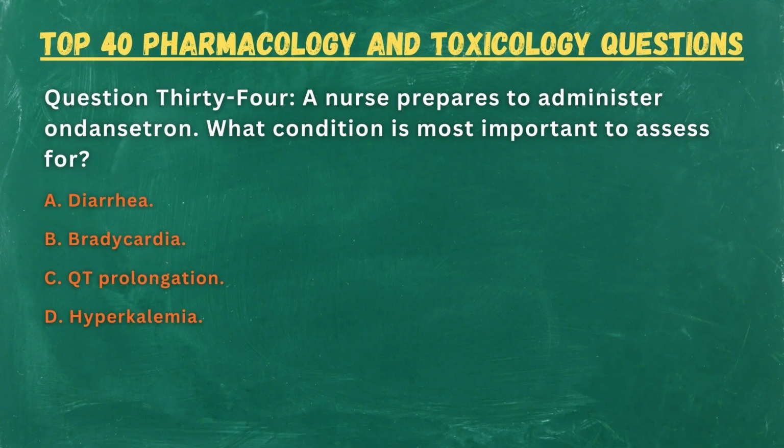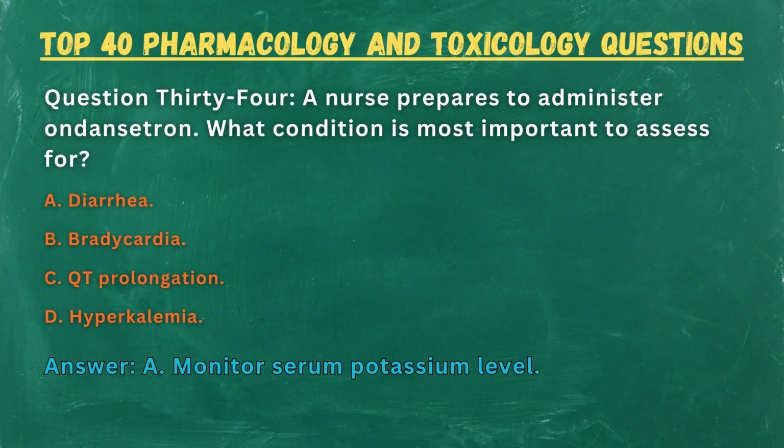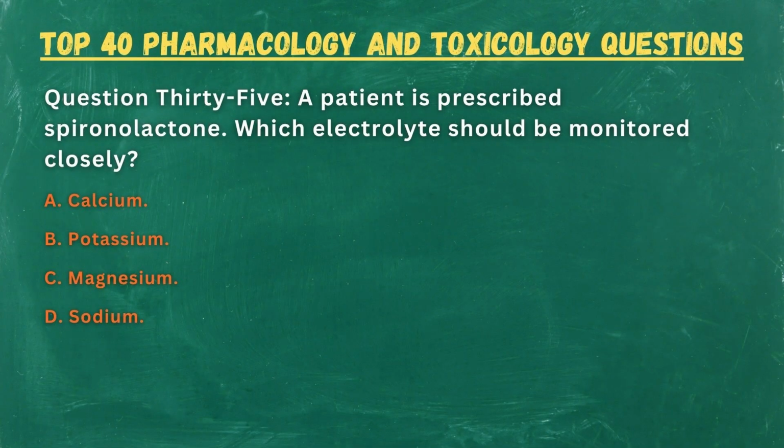Question 34. A nurse prepares to administer ondansetron. What condition is most important to assess for? A. Diarrhea. B. Bradycardia. C. QT prolongation. D. Hyperkalemia. Answer: C. QT prolongation.